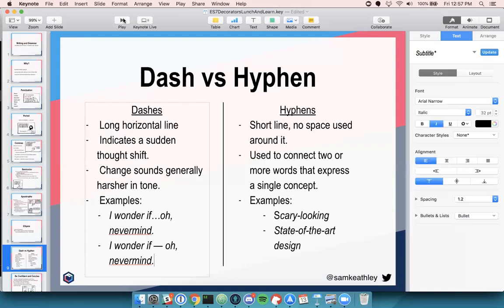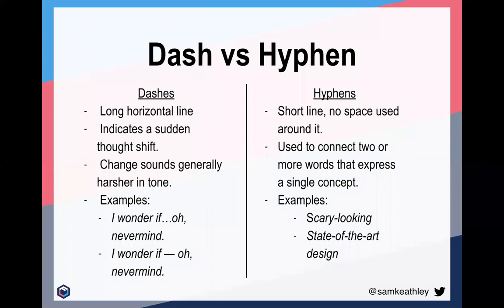And then the main difference between dashes and hyphens, or not the main difference, but hyphens are shorter, and they're really only used to connect 2 or more words that express a single concept, and also age. So scary-looking is one concept because that thing looks scary. Normally 2 separate words.